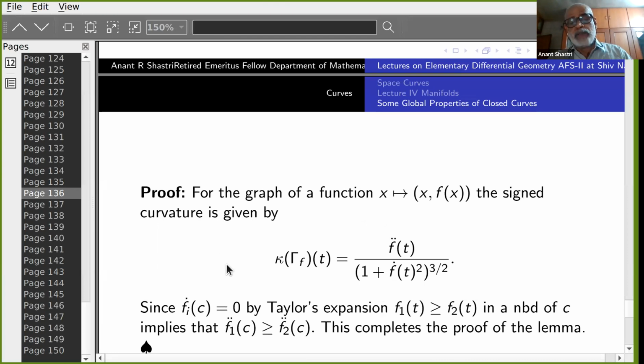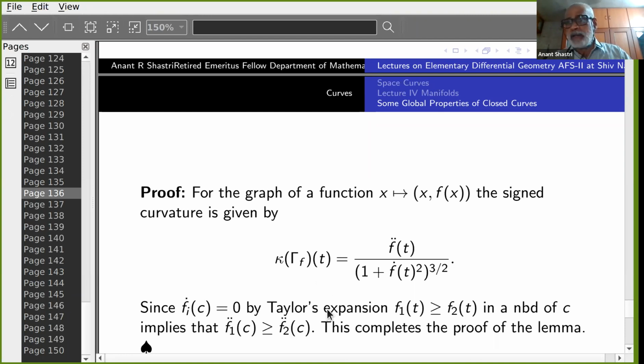So Taylor's expansion, say f of c plus epsilon, or any x. At c, f1(c) and f2(c) are equal. Then f dot, that part is 0. The second term is 0, right? The third term is f double dot times some epsilon.